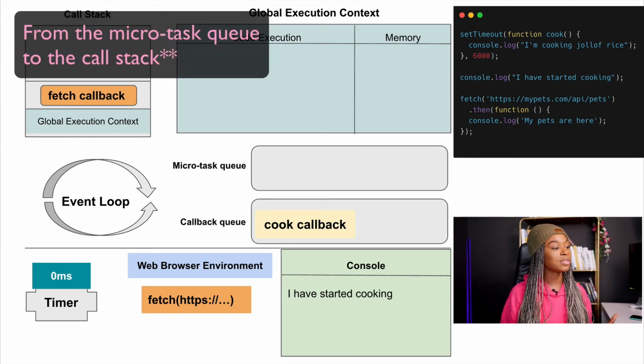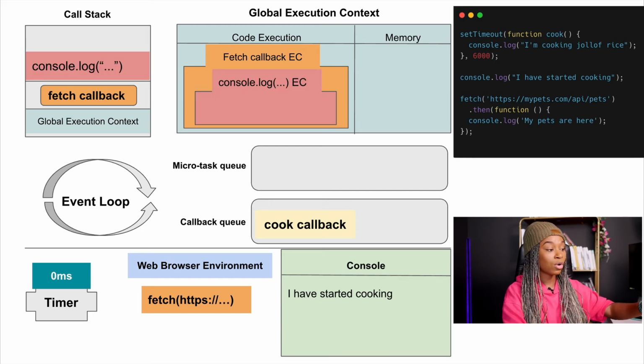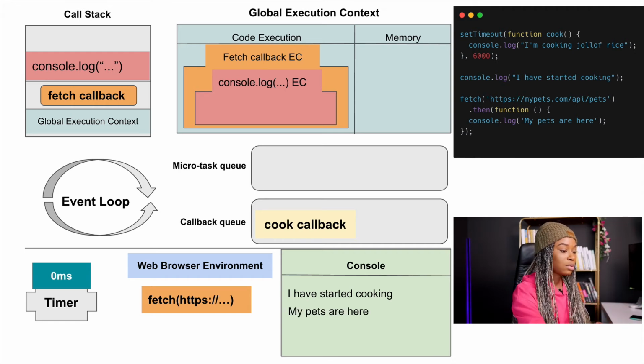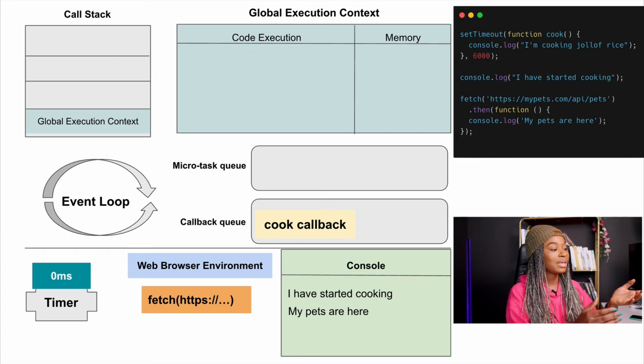Now, the first thing that happens, as usual, is an execution context gets created and then its execution begins. It has a console.log statement. The console.log statement is a function as well, so it gets added to the top of the call stack, and an execution context is created for it as well. It prints "my pets are here" to the console. This is our console here, and that's it. The console.log statement is done, so it gets popped off the call stack. And now the callback function has also completed its job, so it gets popped off the call stack as well.